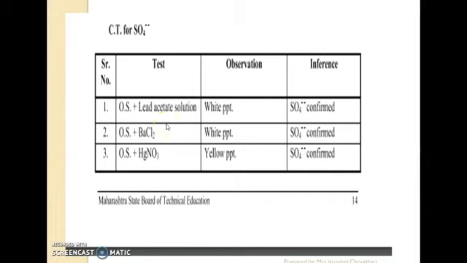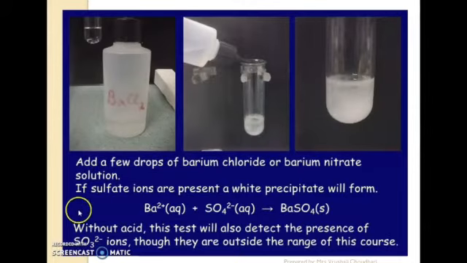If any sample anion is identified, we will perform the confirmatory test. Here we are performing the confirmatory test for SO4 2-. OS plus lead acetate: if it shows white PPT, we will confirm that SO4 2- is present. OS plus barium chloride: white PPT, SO4 2- is confirmed. We have to perform any two tests. See, this is the confirmatory test of SO4.